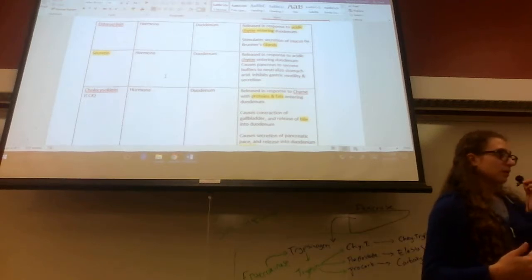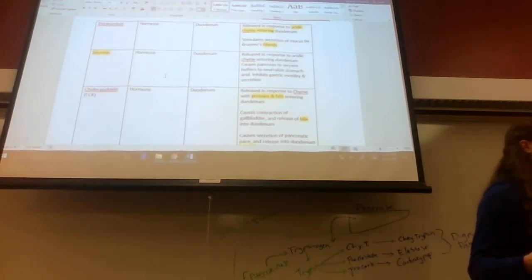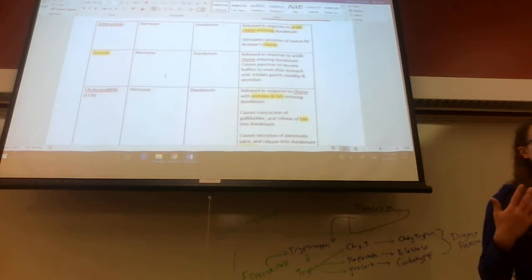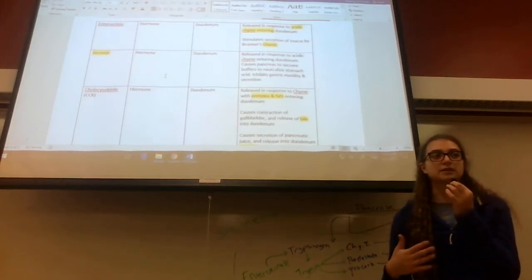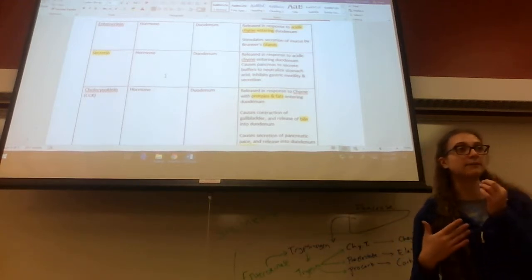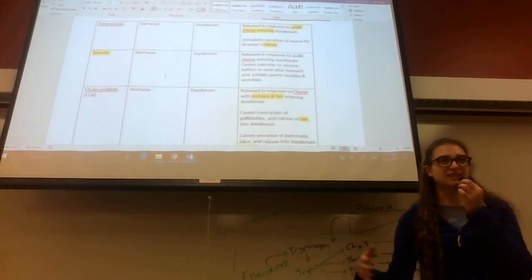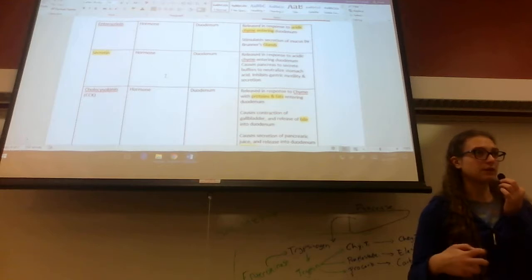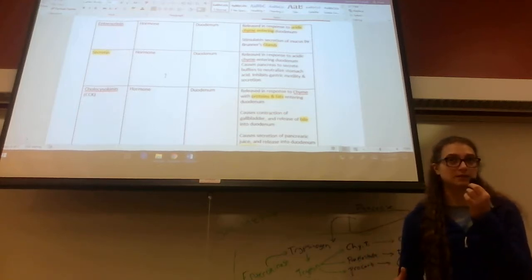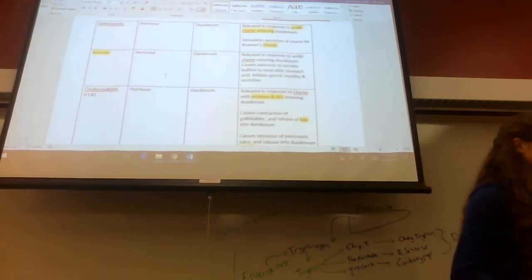Secretin is a hormone released in response to acidic chyme. You'll see this as a trend: released in response to acidic chyme, released in response to fats, released in response to proteins. A lot of this stuff is triggered just because of the presence of a certain substance, because that's what it breaks down.